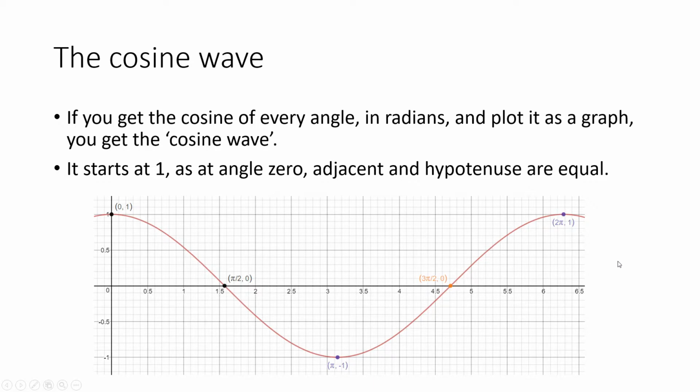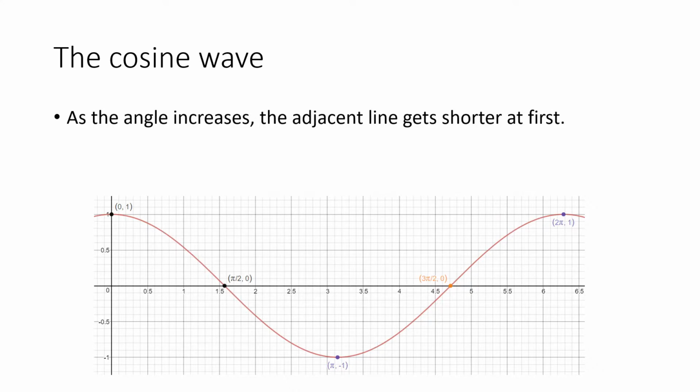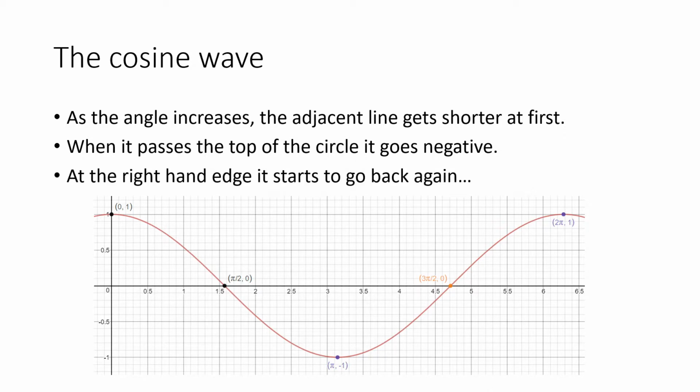A little bit harder to follow why it's doing that, but that is what it's doing. It's tracking the x coordinate as the point goes around the circle, whereas the sine tracks the y coordinate. In a unit circle, of course, I'm talking about. So as the angle increases, the adjacent line gets shorter at first, passes the top of the circle and goes negative, and at the right-hand edge it starts to go back again.